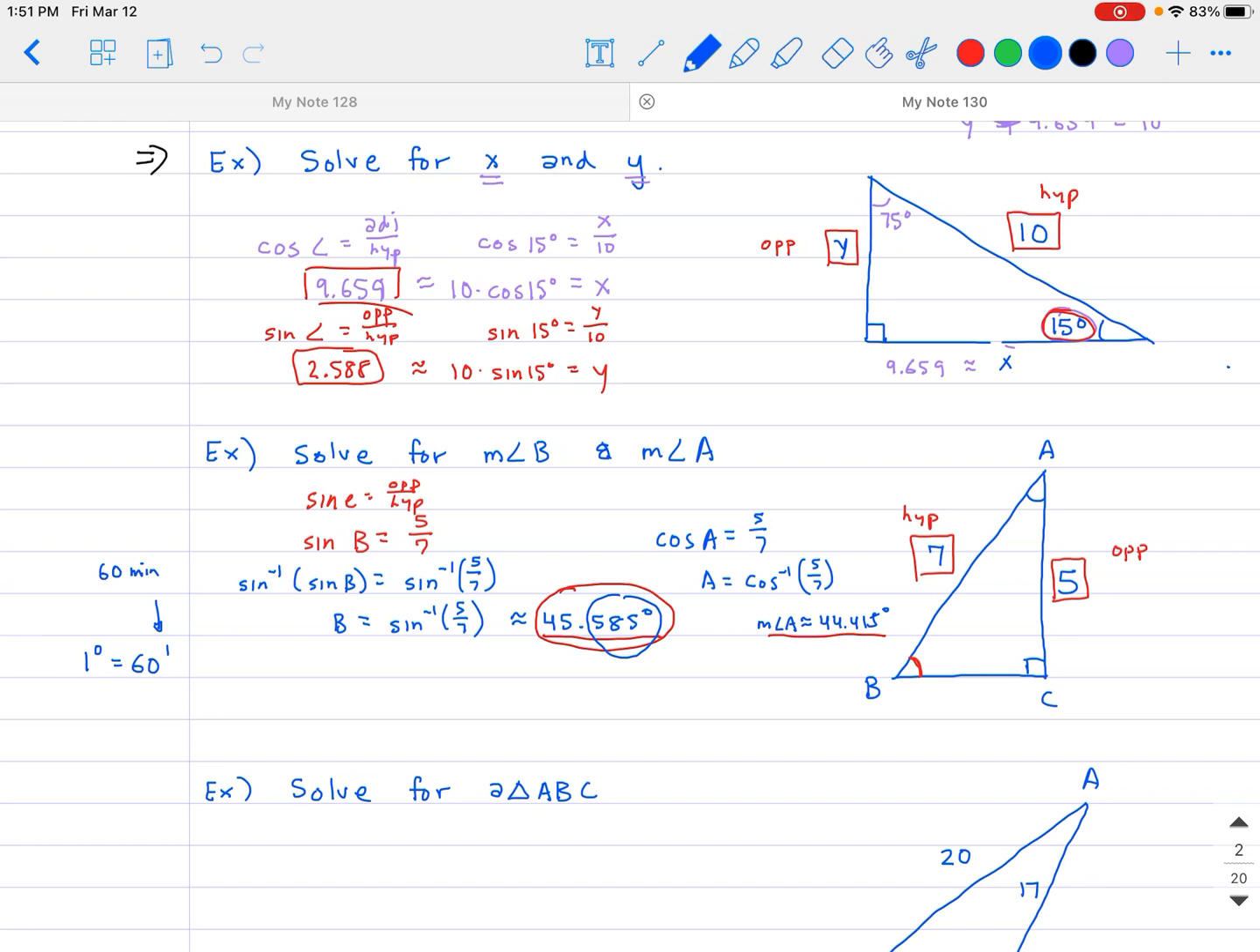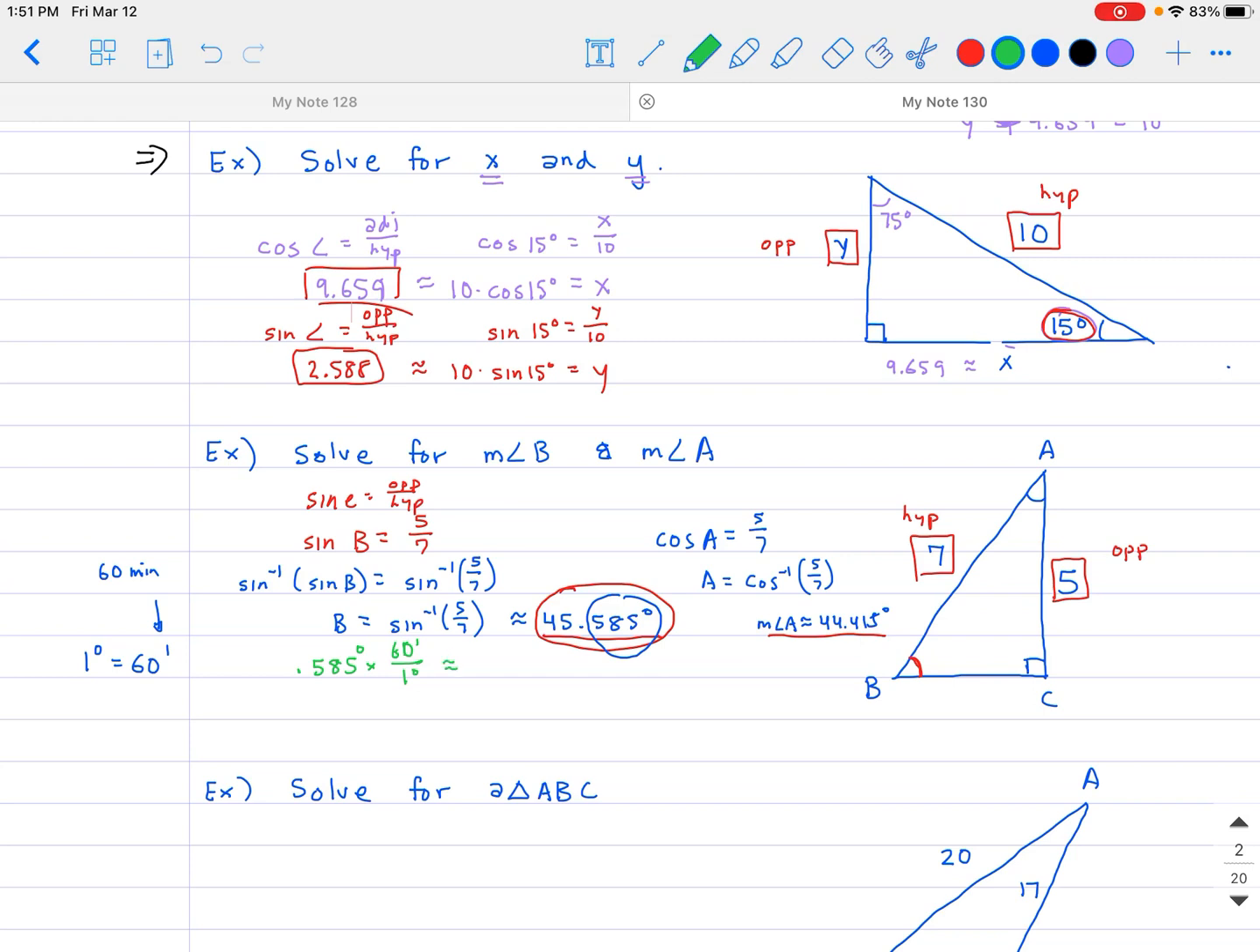Okay, so the way it works is we're going to go ahead and take that 0.585 and then we multiply it by 60, right? Because the 0.585, that is in terms of degrees. So what I want to do is I want to convert that into minutes. And like we said, for every 1 degree, that is equivalent to 60 minutes. So that's why we're going to multiply by 60, because you can see that the degree parts are going to cancel out.